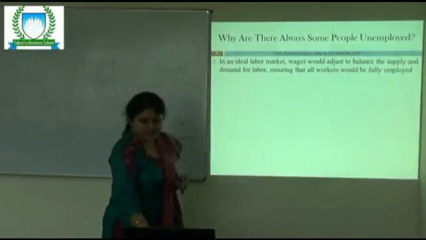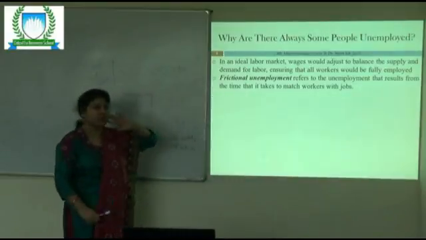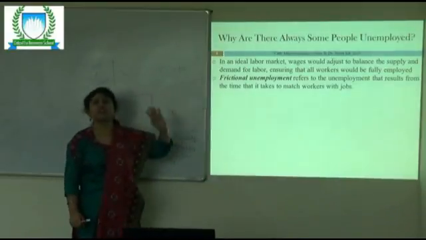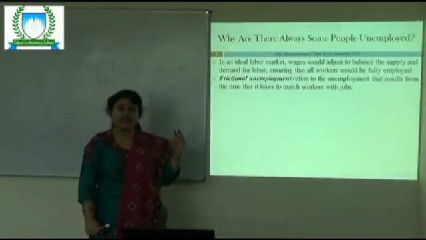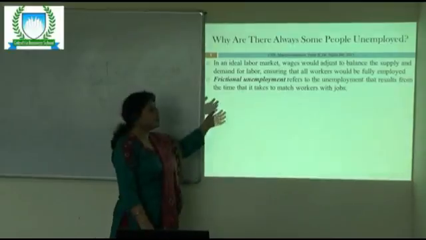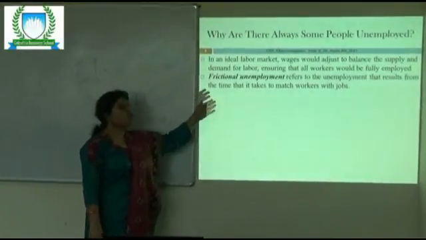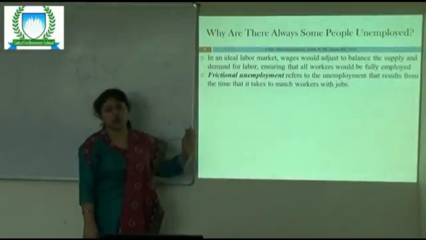Okay. Now let us see why unemployment still remains. One form is called frictional unemployment. Now what is meant by frictional unemployment? The definition goes like this: unemployment that results from the time that it takes to match workers with jobs.